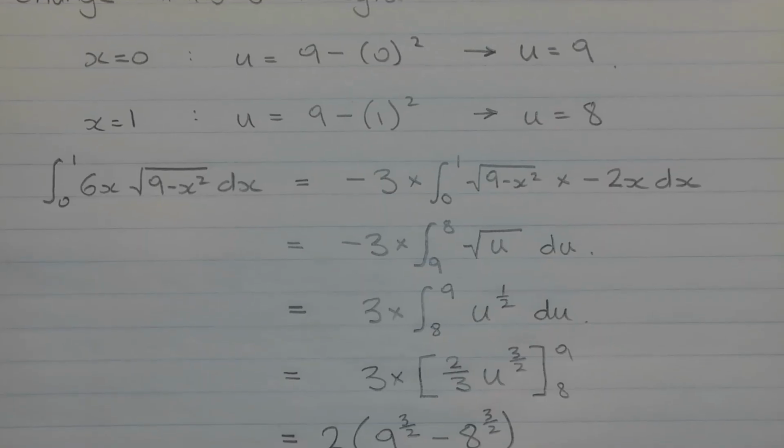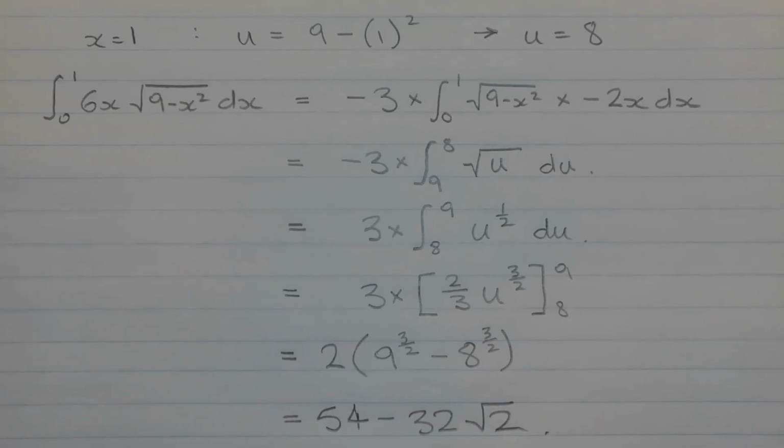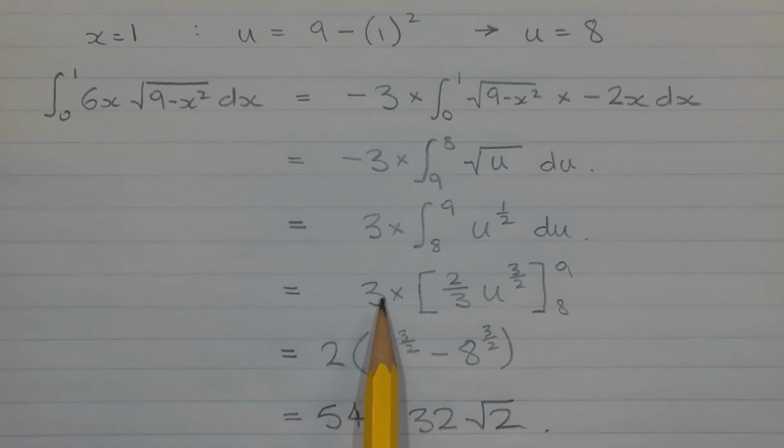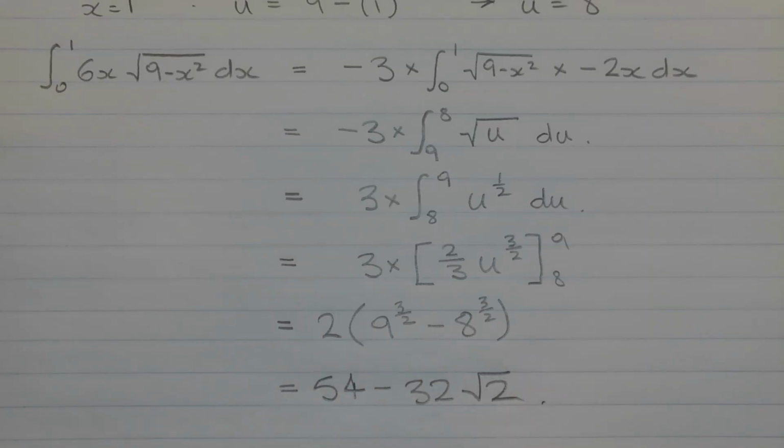Now performing the integration, we get 3 times 2 over 3 times u to the power of 3/2 from u equals 8 to u equals 9. Applying the limits of integration, also noting that this 3 here cancels with the denominator 3 here, we get 2 times, open bracket, 9 to the power of 3/2 minus 8 to the power of 3/2, close bracket. And simplifying this expression and expressing it in surd form, we get 54 minus 32 times the square root of 2.